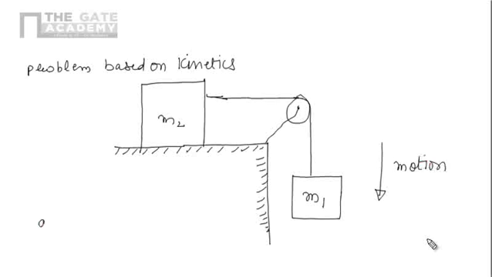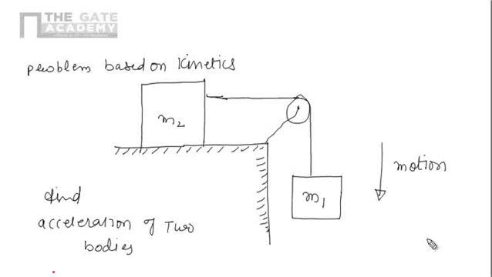And now we have to find out the acceleration of the two bodies. So again I will repeat the problem. There are two blocks M1 and M2. These are attached with the help of a string, and the contacting surfaces are frictionless, and the pulley shown in the figure is also frictionless. And now we have to find out the acceleration of the two bodies.